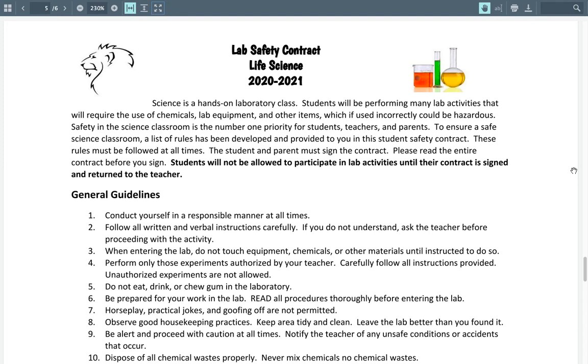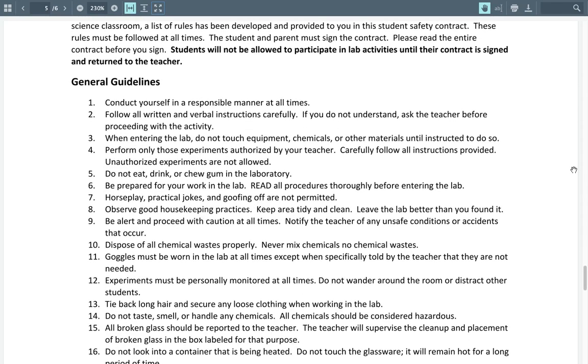The student and parent must sign the contract. Please read the entire contract before you sign. Students will not be allowed to participate in lab activities until their contract is signed and returned to the teacher. This is the same thing for being able to pick up your lab boxes. We have to have this on file for you to be able to come pick your lab box up from us at school. Okay? So our general guidelines.